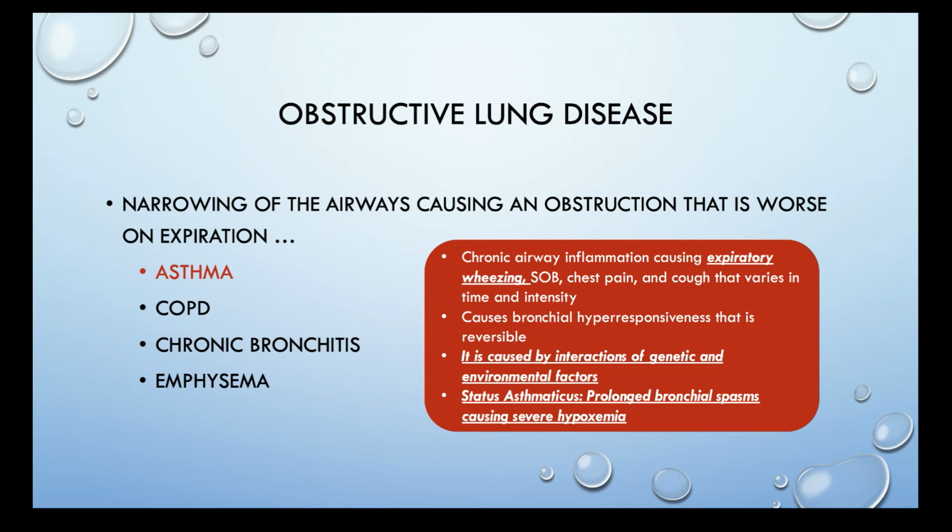You'll see also bronchial hyperresponsiveness, and again, this is reversible with those medications. It can be lethal if it's not. It's caused by the interactions of genetic and environmental factors. That's important to know. There is a genetic familial component to asthma, but you also have environmental factors that have to be there in order for this to occur.